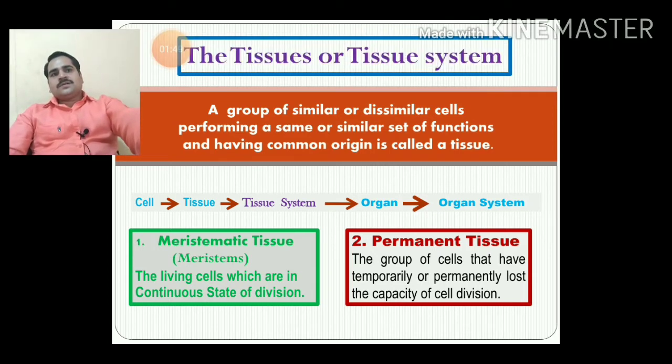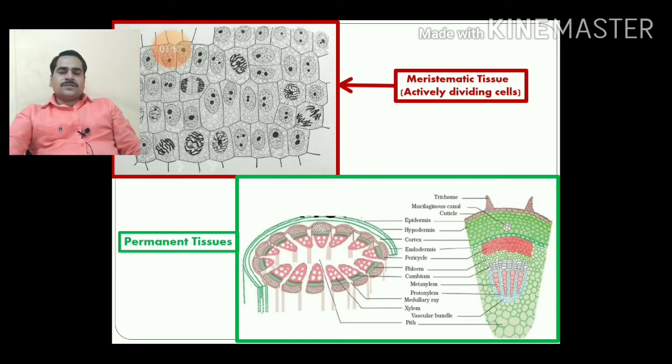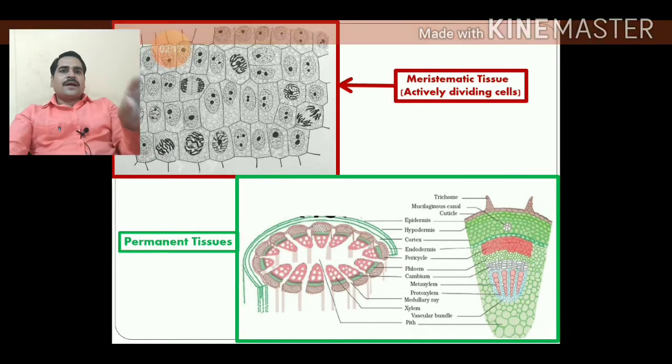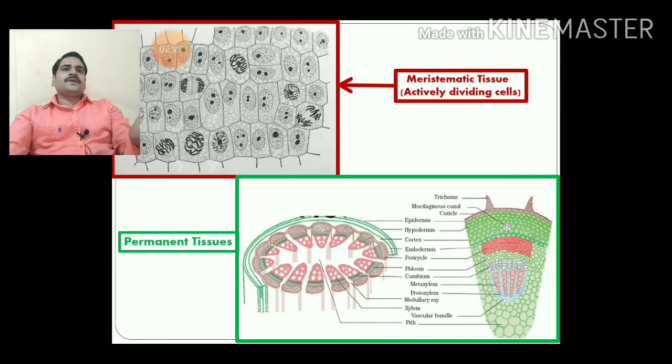Now let us see how these tissues look in plants. In the upper diagram you can see meristematic tissue. All these are actively dividing cells, and all these cells are at different stages of development. Some of the cells are at metaphase, some at telophase, anaphase. So the meristematic tissues are present at the growing point. For example, shoot apical meristem and root apical meristem.